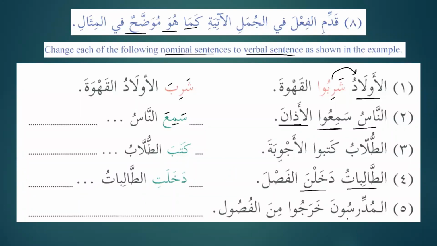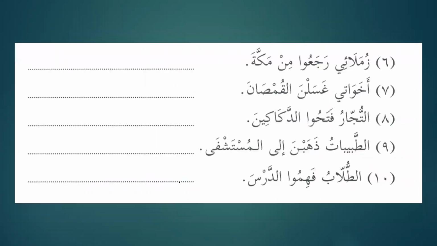Al-mudarrisuna kharaju min al-fusuli. The teachers went out of the classrooms. This is a nominal sentence. Now we want to change it into a verbal sentence. So we will say kharaj al-mudarrisuna min al-fusuli. Zumala'i raja'u min Makkah. My classmates returned from Makkah. Now you want to change it into a verbal sentence. So you will say raja'a zumala'i min Makkah.